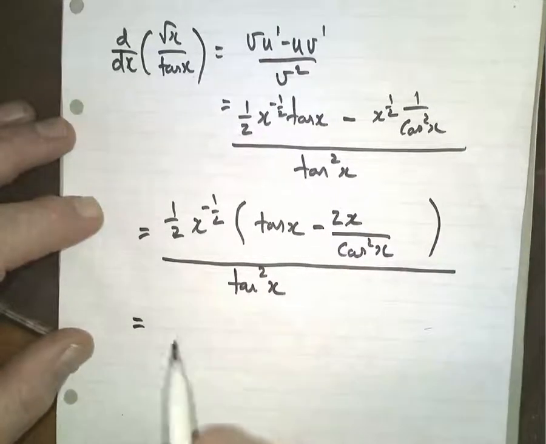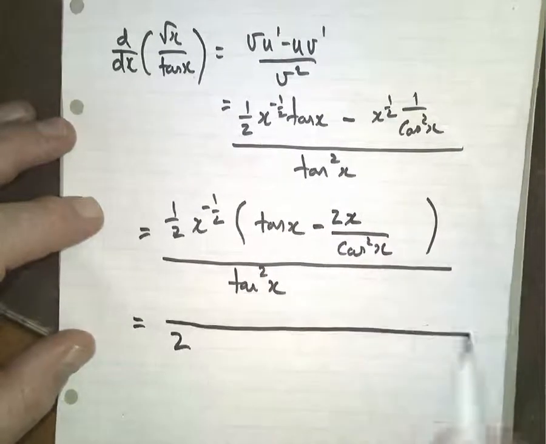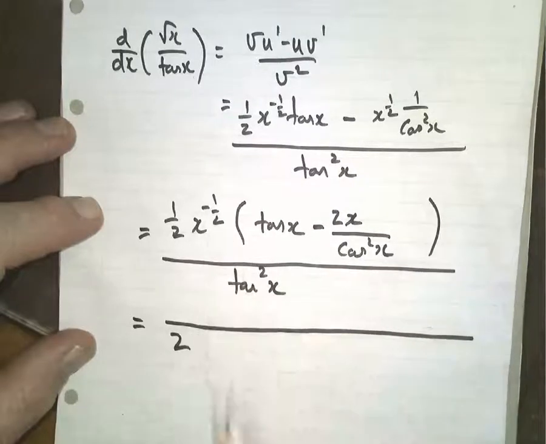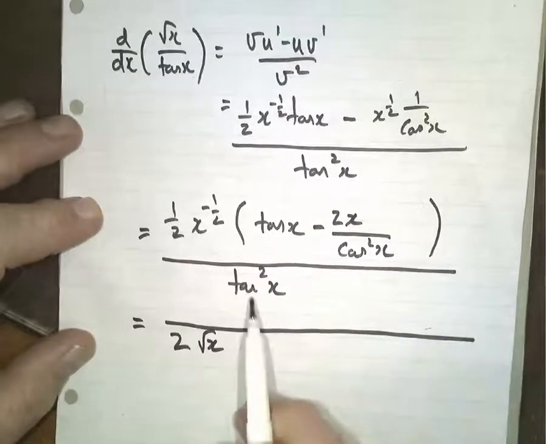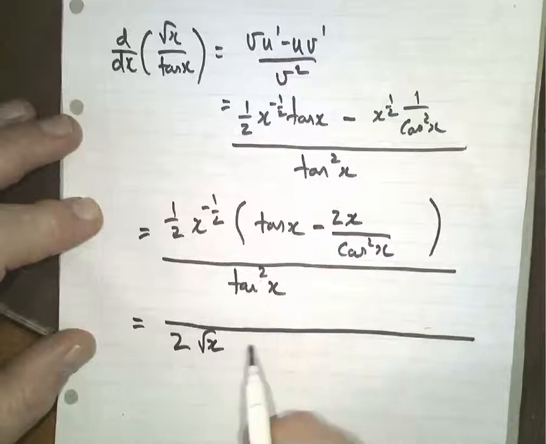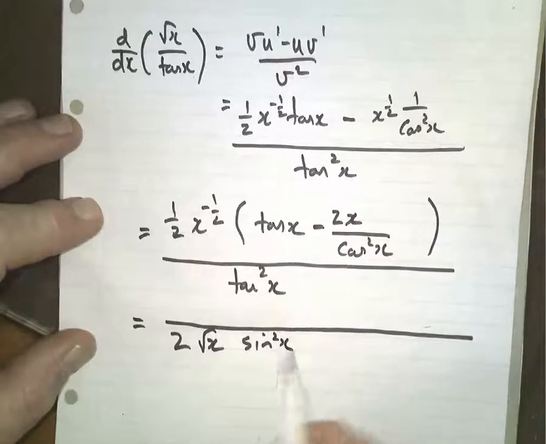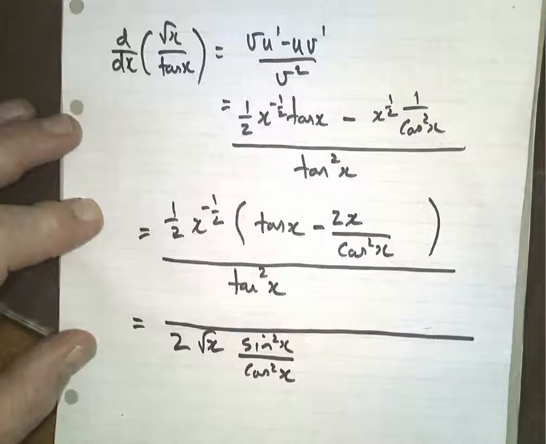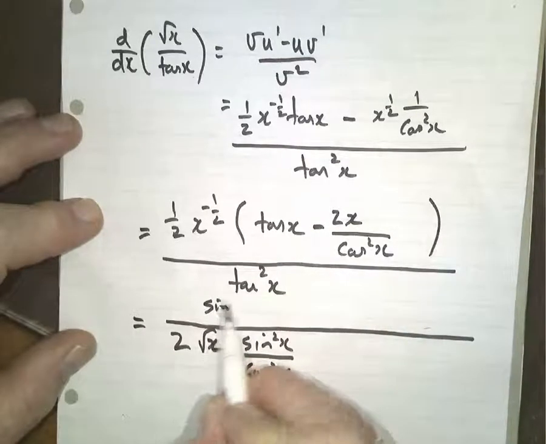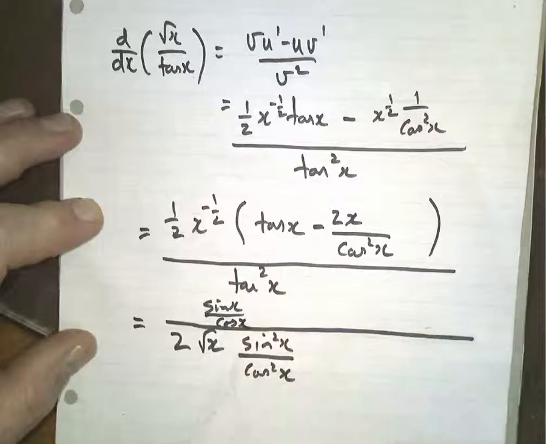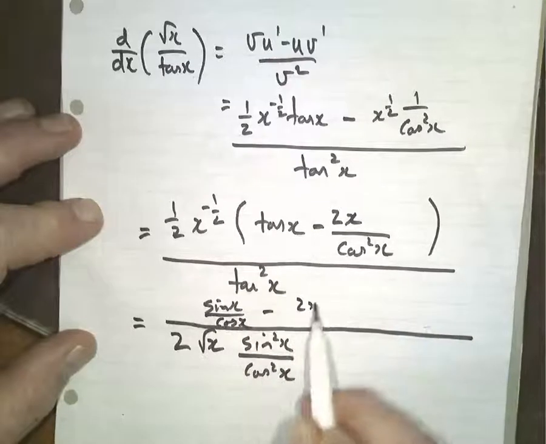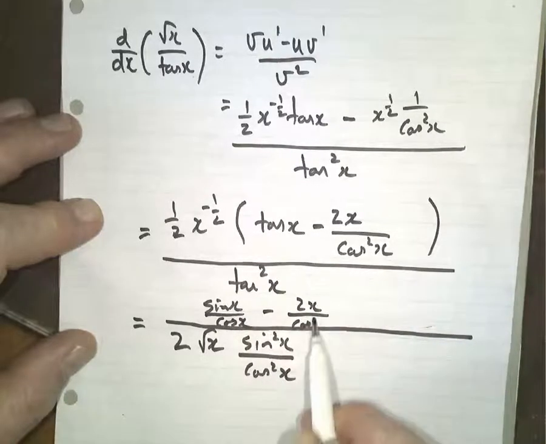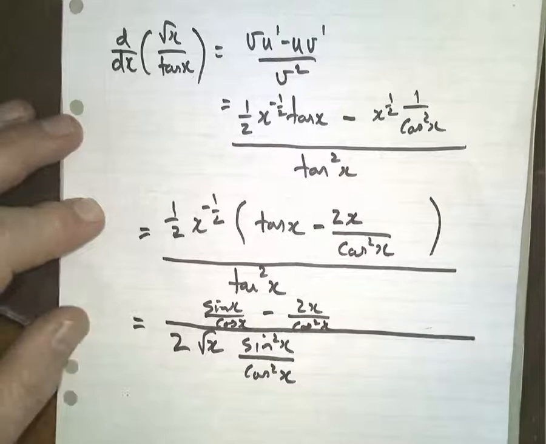With the half, the 2 goes down the bottom. With x to the negative 1/2, that goes down the bottom to become root x. I'm going to rewrite tan squared of x as the sine squared of x on top of the cos squared of x. I'm left on the top with tan of x, which is the sine of x on the cos of x, minus 2x cos squared of x.